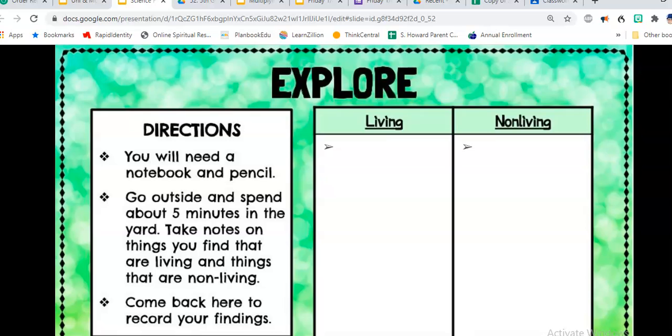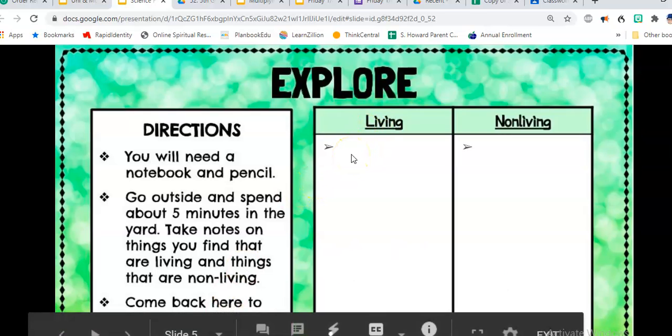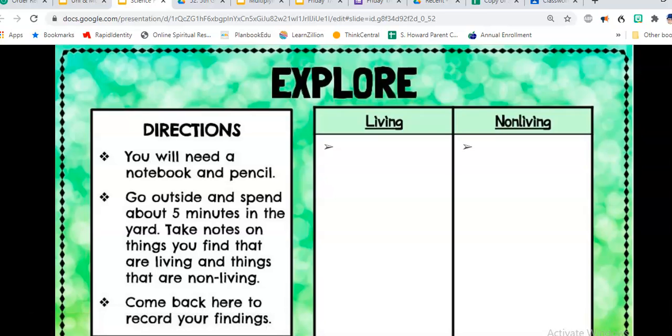Okay, in this explore activity, you're going to think about things that are living and non-living. It says you need a notebook and a pencil. That's just to write down your thoughts first, but then you're going to put your thoughts into this document here. So you can click on it and type in what you want to about what living and non-living things you can see around you. So it says get a notebook and a pencil, go outside and spend about 5 minutes in the yard and take notes on the things that are living and things that are non-living, and then come back and record your findings here.